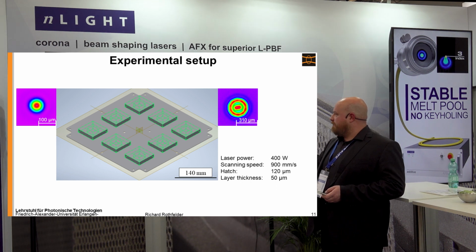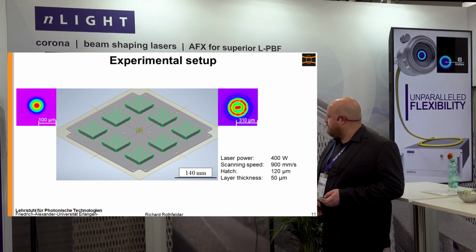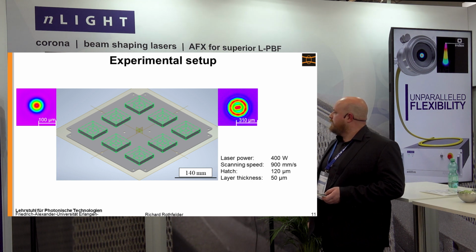Our laser parameters were for both cases 400 watts, 900 millimeters per second scanning speed, a hatch distance of 120 micron, and a layer thickness of 50 micron. So pretty standard.